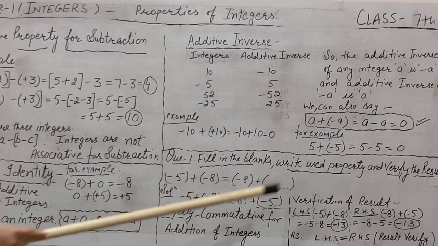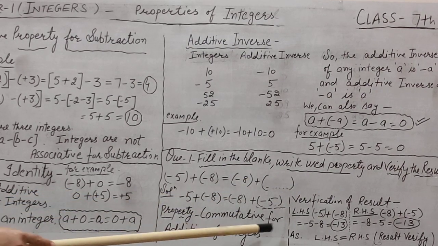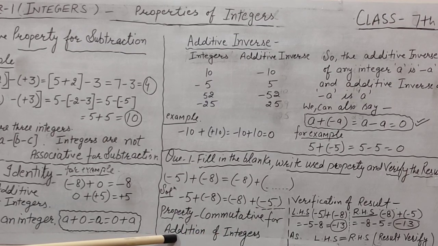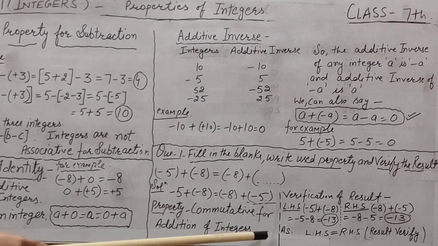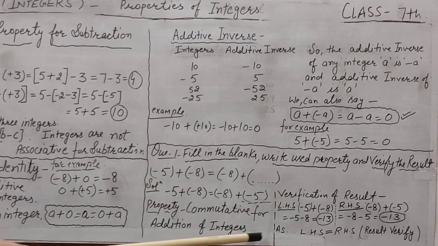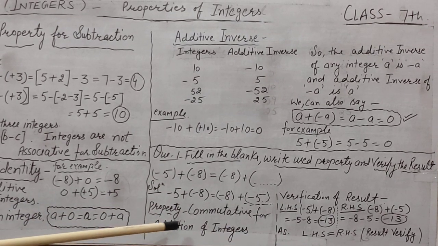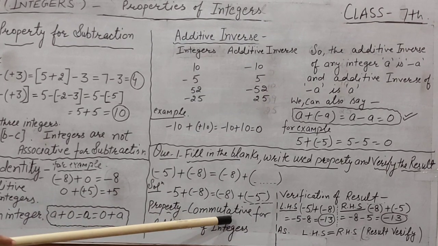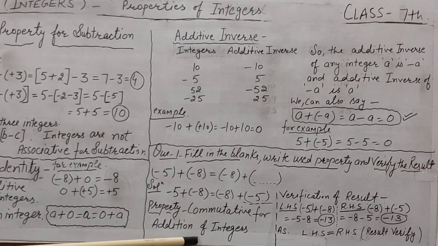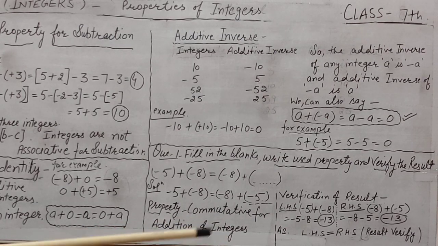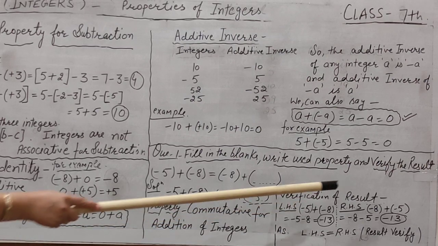Alright, write the used property: commutative property for addition of the integers. So you have to write in the same way. When I give you questions now in the worksheet, you have to write in the same way: commutative property for addition of the integers. Now come towards the third part.